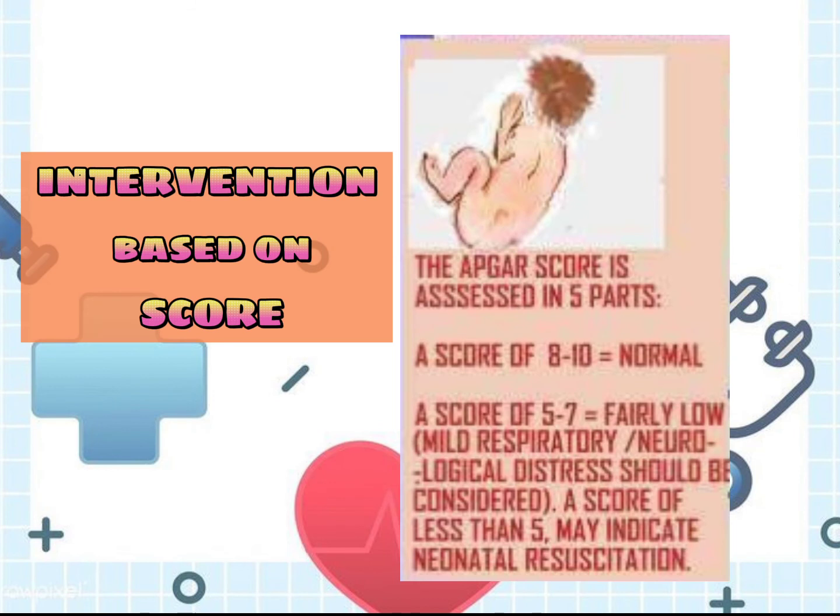Based on the overall scores, there are three interpretations. If the score is 8 to 10, the baby is normal. If the score is 5 to 7, fairly low, mild respiratory or neurological distress should be considered. If the score is less than 5, it may indicate the need for neonatal resuscitation.